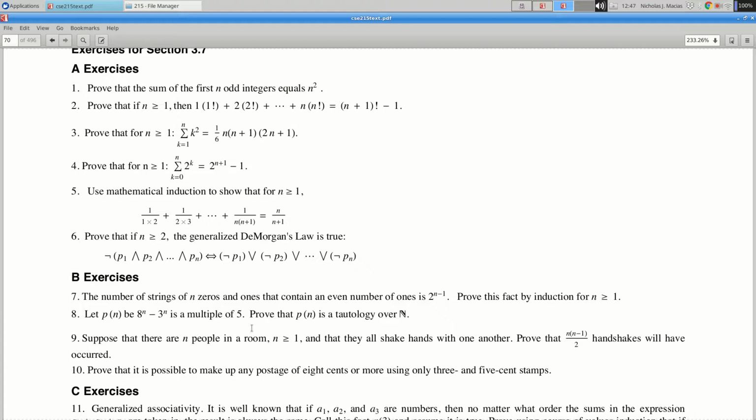So how do we do that handshake one? That looks interesting. Suppose there's n people in a room, they all shake hands with one another, prove that n times n minus 1 over 2 handshakes will have occurred. Any ideas?